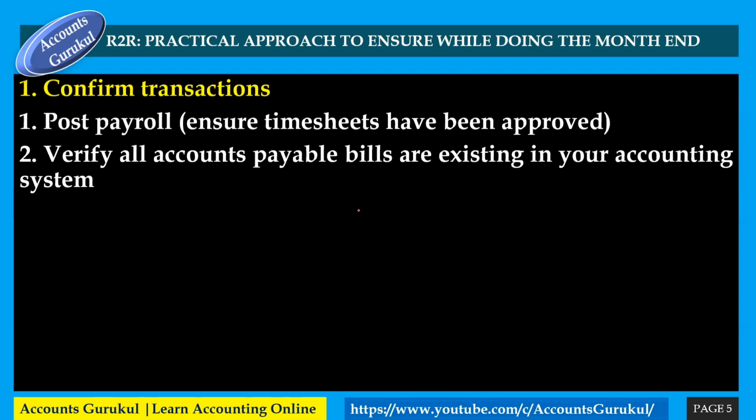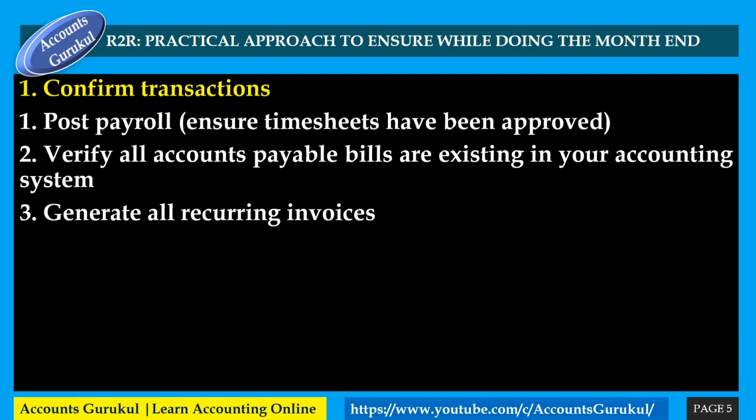Next, verify that all accounts payable bills exist in your accounting system. That's not going to be 100% possible, because it depends on your volume. If you have 2,000 or 3,000 accounts payable transactions per month, it's not feasible to re-verify that all the bills are in place. But yes, you have to verify based on volume and value. The high-value expenses you have to validate with the invoices to ensure that the transaction is correct and the accounting has been done correctly.